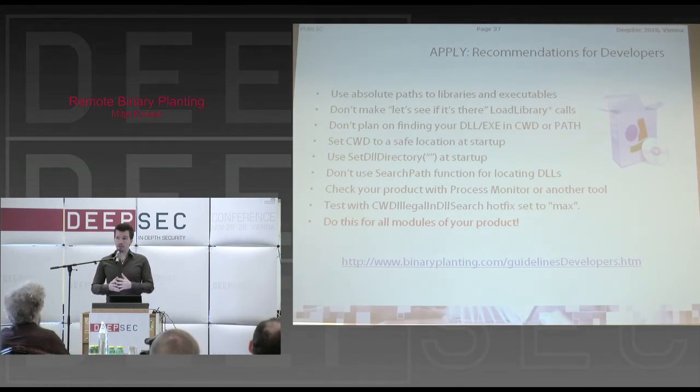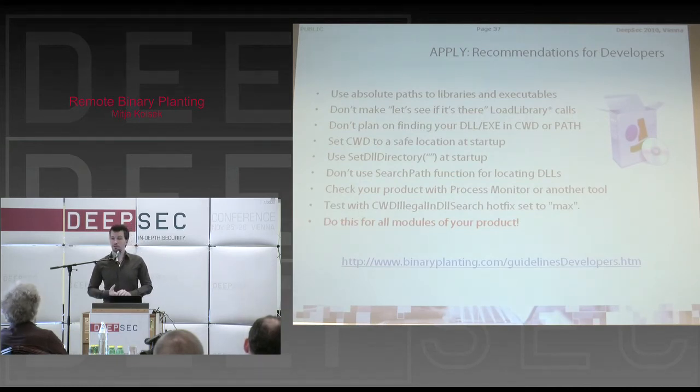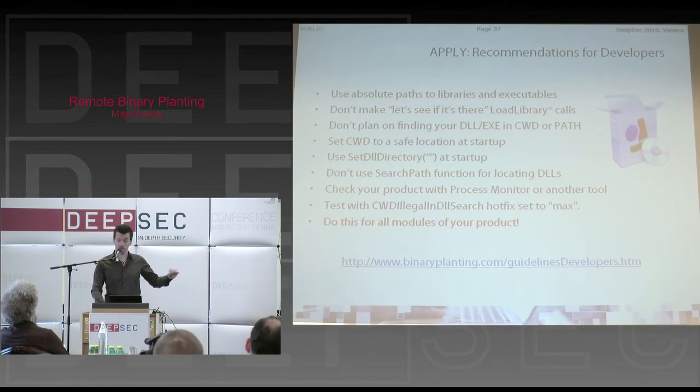When you start your application, set the current working directory to some safe location, for example, system root. If you do that and your application doesn't break, then you're okay. And just make sure that this current working directory cannot be changed to some attacker controlled location later. Do use the SetDllDirectory function at the very beginning of your code, because that removes the current working directory from the search path, which is a good idea. It doesn't work for exe planting. Never use SearchPath. I'm expanding this: just never use SearchPath for anything. Do your own searching.